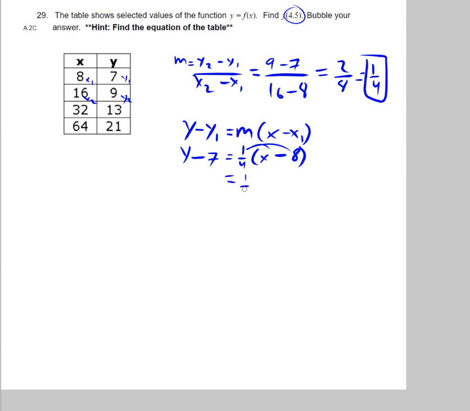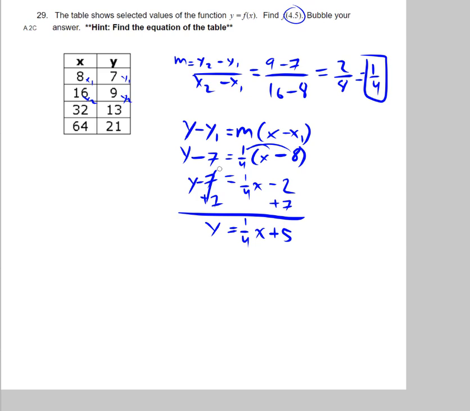So I get 1/4 x minus 2, sorry. I get y minus 7, right? The last step is to add 7 to both sides. Sorry about the chicken scratch. I'm trying to rush so that you don't have to spend any more time than you have to. So y is equal to 1/4 x plus 5.